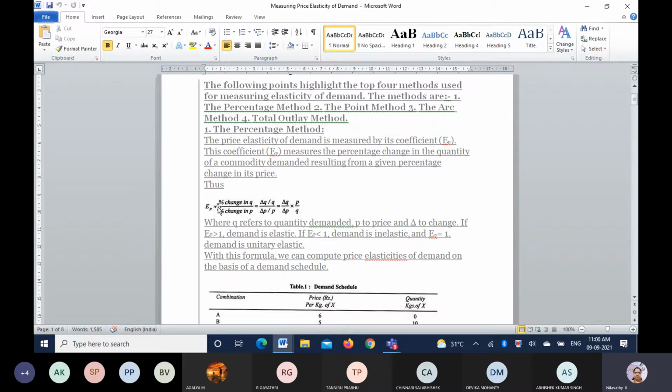So as you know, this is the formula: the percentage change in quantity demanded to that of the percentage change in the prices. To calculate that, dq by q is taken. So this dq is nothing but the change in the quantity, and dp is the change in the price. This is what I said in the last class. The same formula, the same method, we can use and calculate.